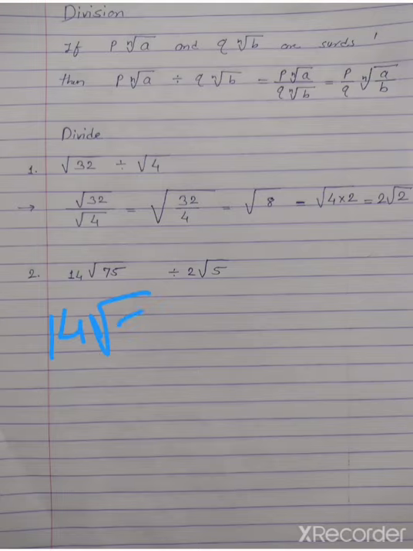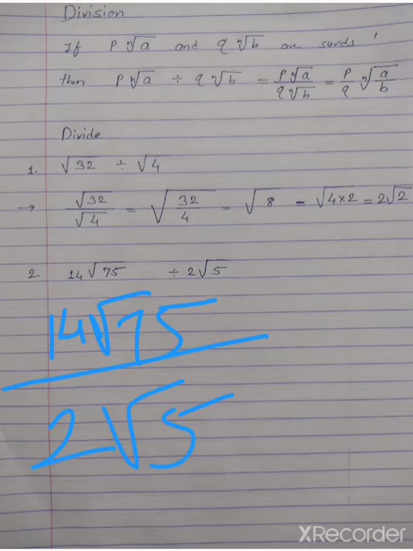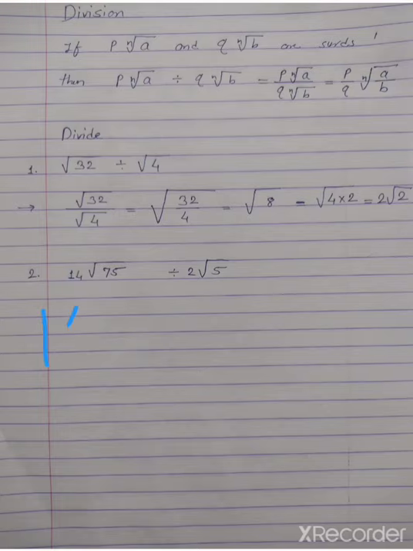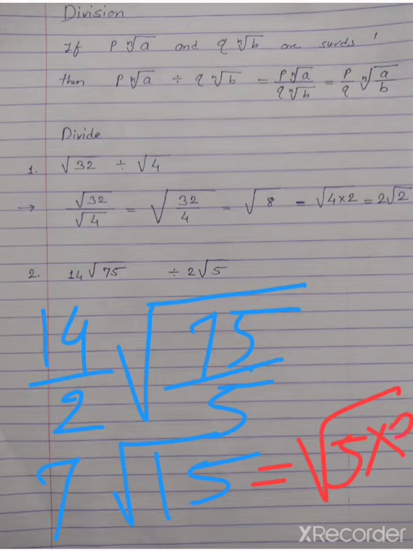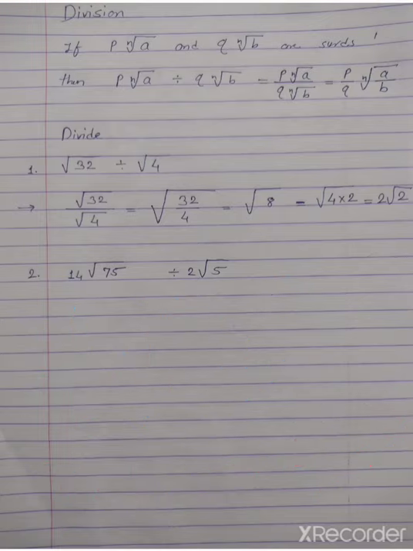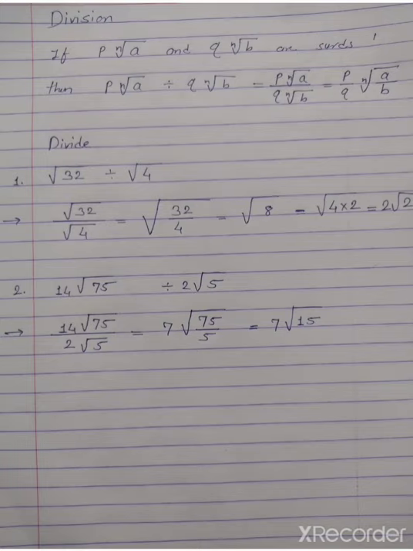Here also we can write these two surds like this. So 14 divided by 2 is equal to 7. And here we can take this radical symbol common. So 75 divided by 5, so we will get its answer root 15. Now if you factorize it, you will get 5 into 3. So 5 and 3 both are not square numbers, so you can keep it as it is: 7 root 15. So this is the final answer of this division.